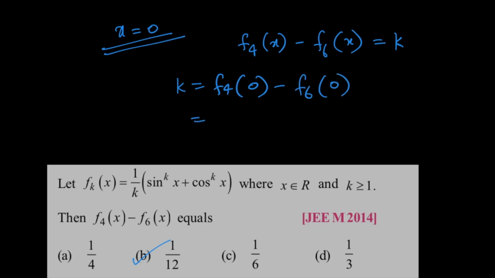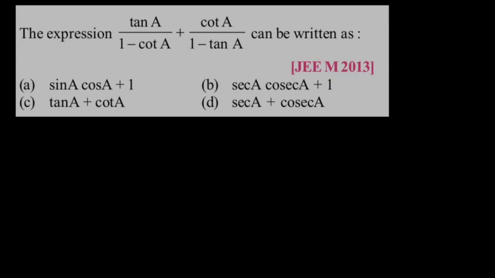And f4 of 0 is going to be 1 by 4. And this is going to be 1 by 6. And this is 2 by 24, which is 1 by 12. So it is much easier if you do it this way. Let's see the next question.